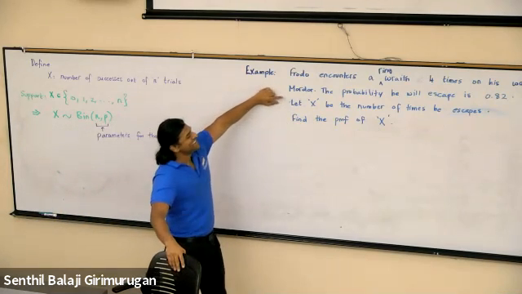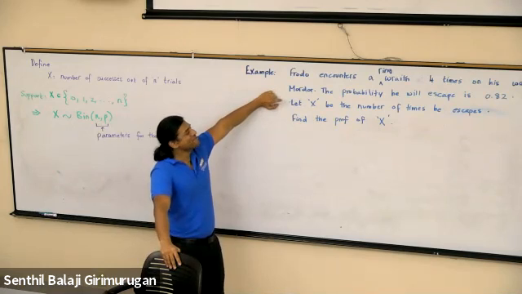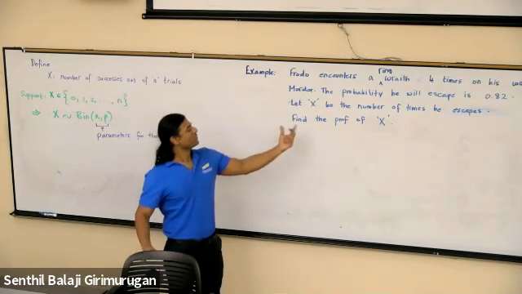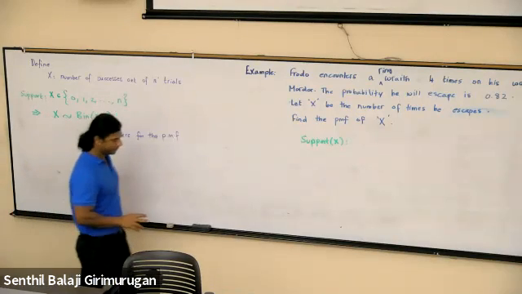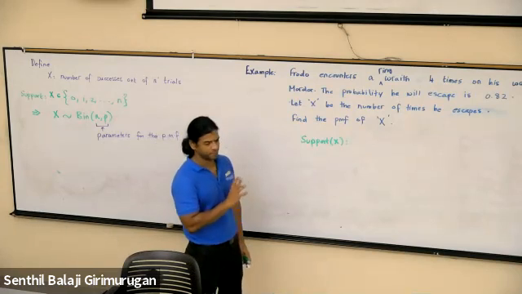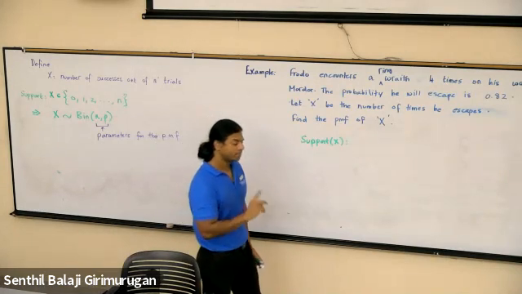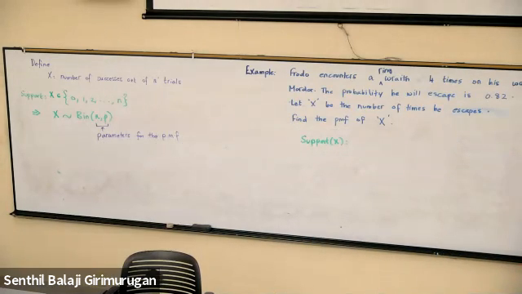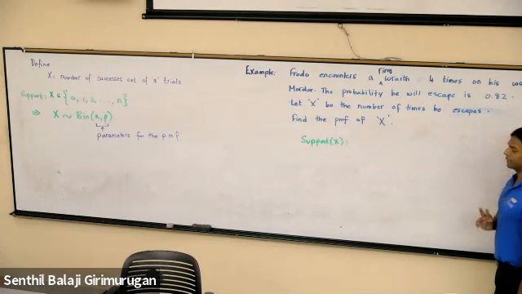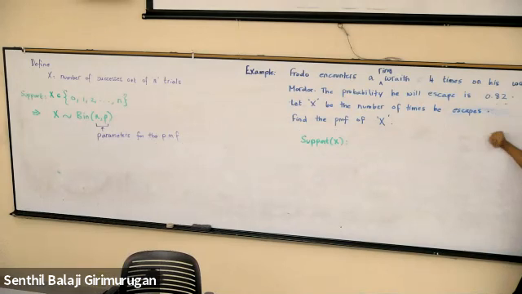So let X be the number of times he escapes. We want to find the PMF of X. First off, we would like to know if this satisfies the Bernoulli trial. At each given encounter, there could only be 2 possibilities, right? Either he escapes or he doesn't. And the probability that he would escape is 0.82. So we know p is 0.82.